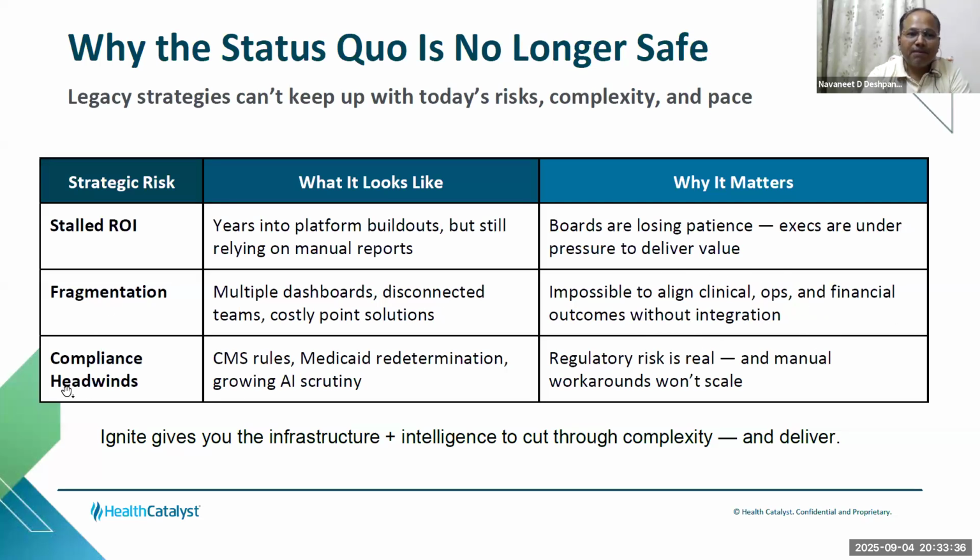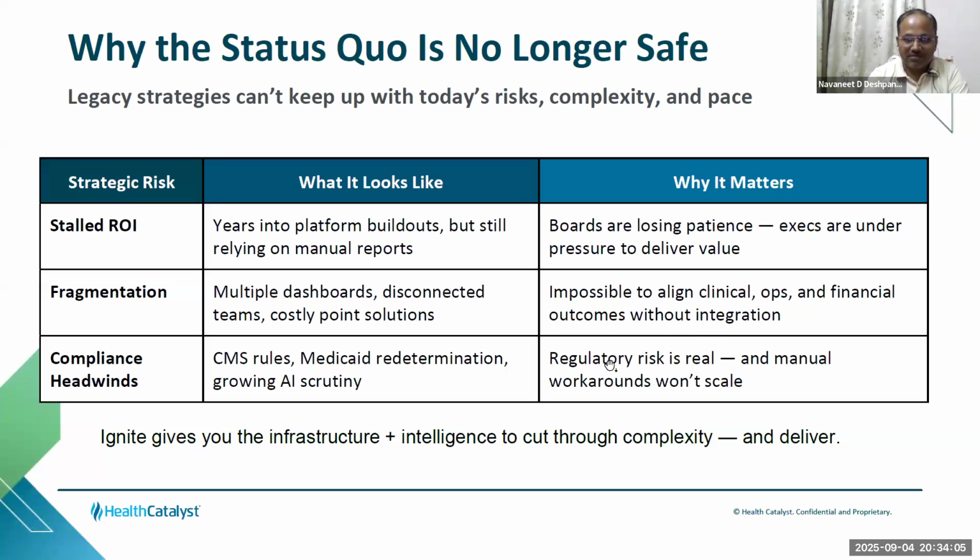And then compliance headwinds are there always. Suddenly there is a change in, let's say, the tax regime, or a change in GST, or a change in legalities. So compliance headwinds are there, and they have to be implementable within a short span of time. So CMS rules, Medicaid redetermination, growing AI scrutiny have to mature and be taken up within a few hours.